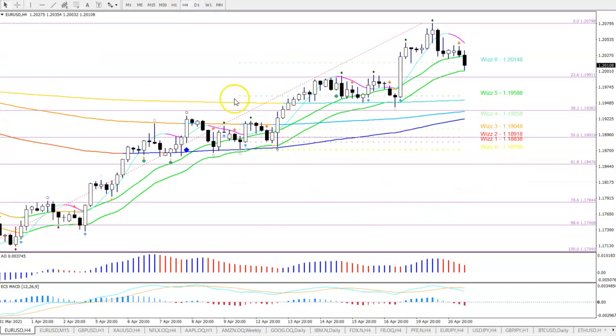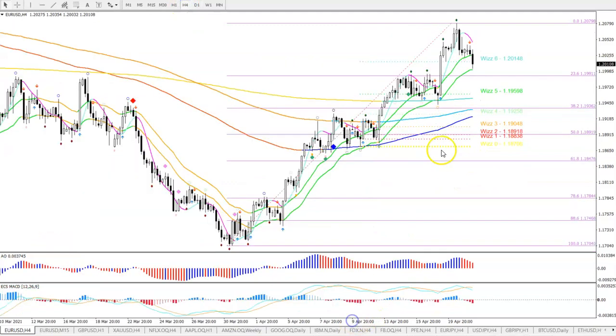So the break of the 20 EMA might be one way of looking at it, because you can see the 20 EMA has held very nicely in this run up. The 20 EMA held very nicely in this run down.